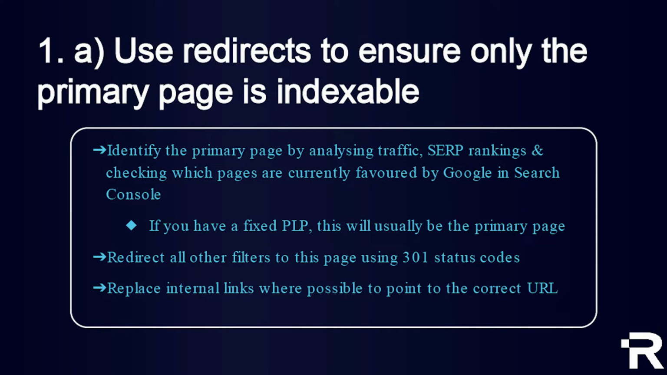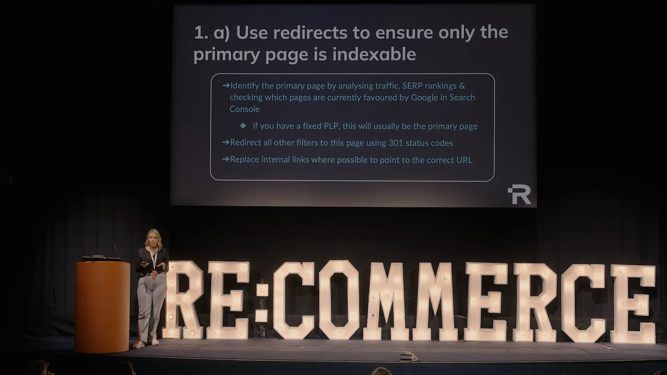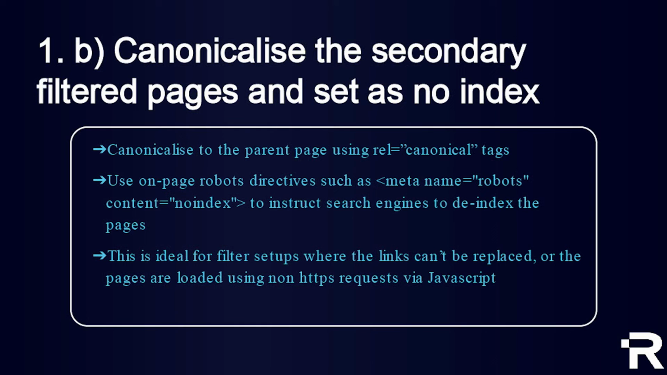So the way that you would fix this is firstly use redirects, to ensure that only the primary page is indexable. So identify what your primary page is. You're going to want to look at your SERP traffic, your rankings, see which pages are being indexed and favoured by Google in Search Console. If you've got a fixed PLP, it probably will be that, but not always, so just make sure you check the data. And then redirect all your other filters to that page via 301s. And if you can, replace your internal links so that they point just to the correct URL.